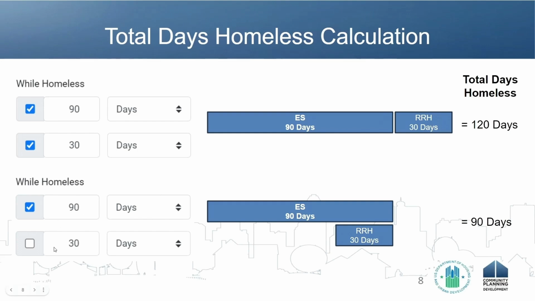If we uncheck the box for the rapid rehousing project type, like it is in this bottom row, it means that these 30 days are already counted in the 90 days that are spent homeless in the emergency shelter. That means that their total days homeless calculation for this pathway would only be 90 days because that 30 days in rapid rehousing overlaps with the 90 days in emergency shelter.